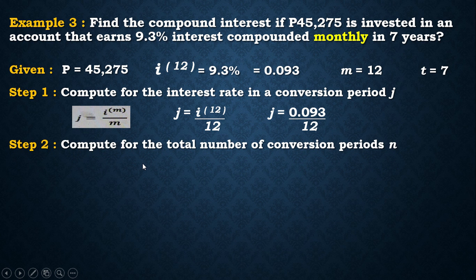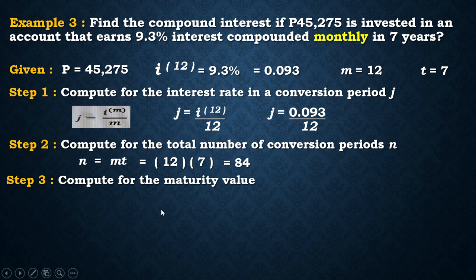Step 2, we have to compute for the total number of conversion periods N. So, ano nga bang formula ng N? N is equal to MT, or the frequency of conversion times the term or time. So, palitan natin si M, that is equal to 12. Palitan natin si T, that is equal to 7. So, 12 times 7, that is equal to 84.